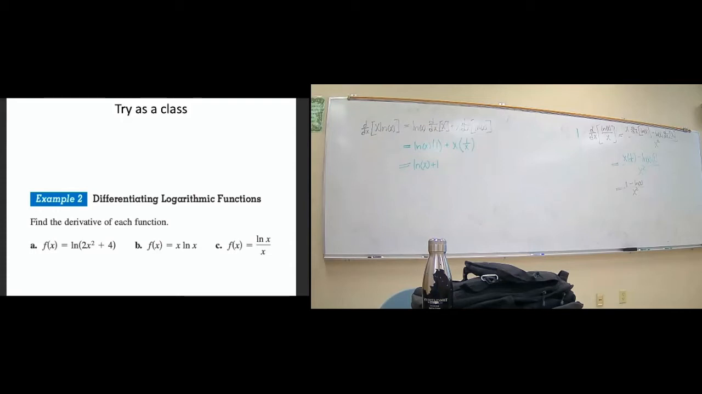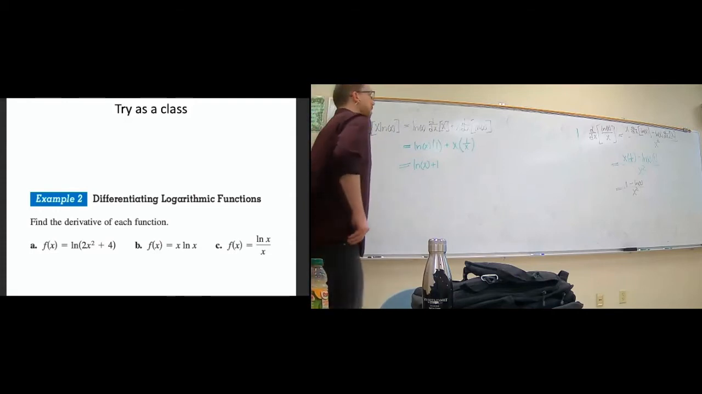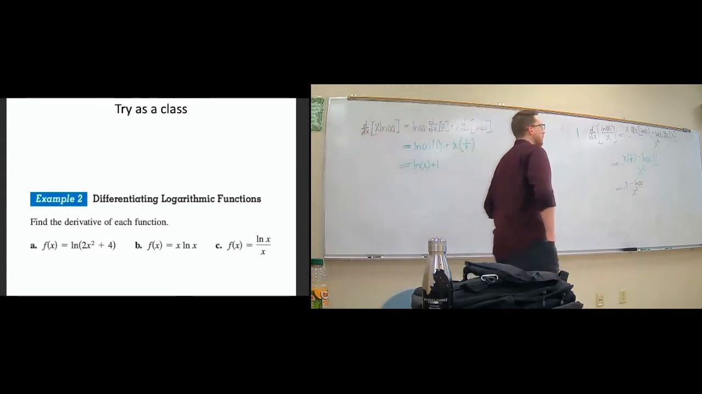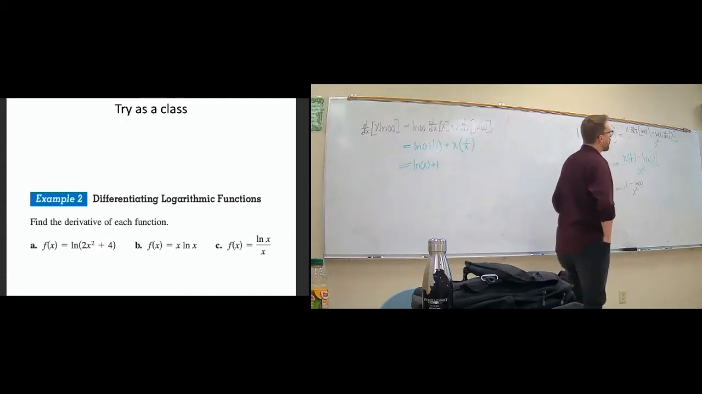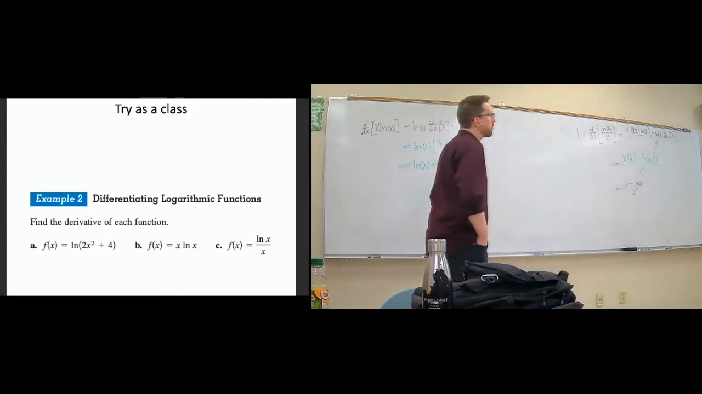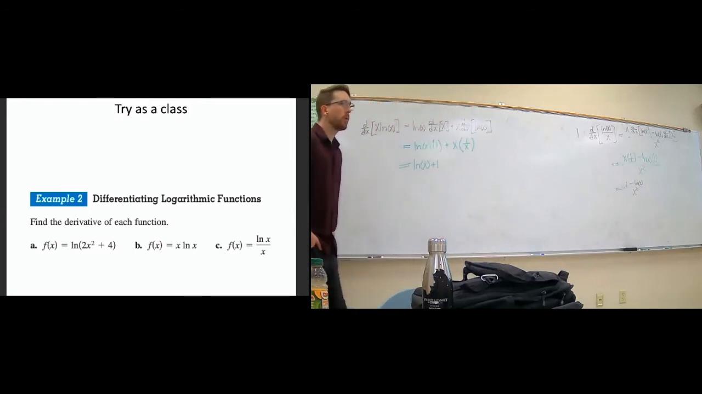So what do we think? Do we have A solved yet? Yeah? So what'd you get for A? I got 4/x squared plus 2. 4/x squared plus 2. Almost. Almost.